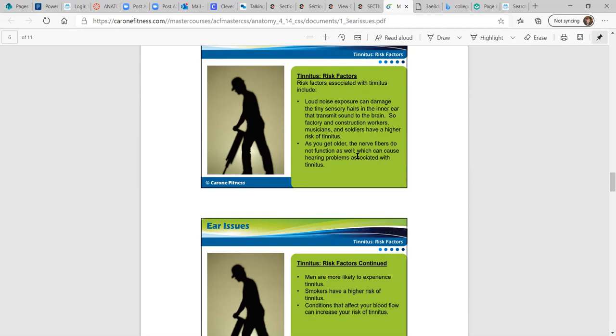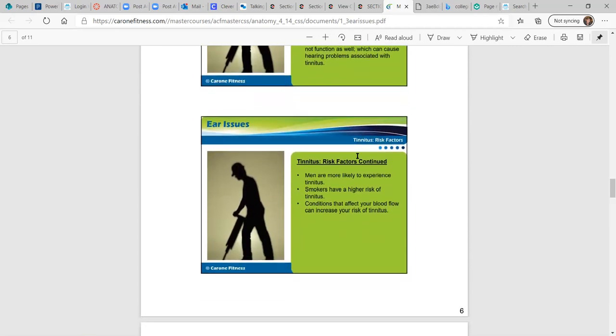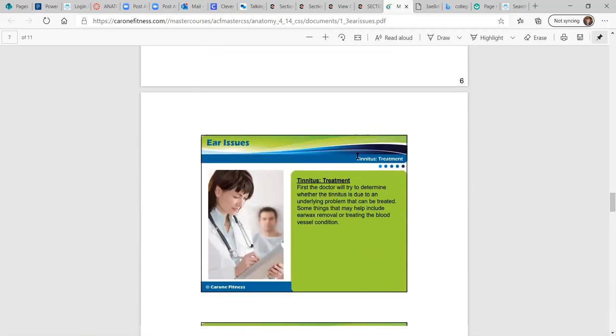As you get older, the nerve fibers do not function as well, which can cause hearing problems associated with tinnitus. Men are more likely to experience this for some reason. Smokers have a higher risk of tinnitus. And then things affecting your blood flow can affect tinnitus.